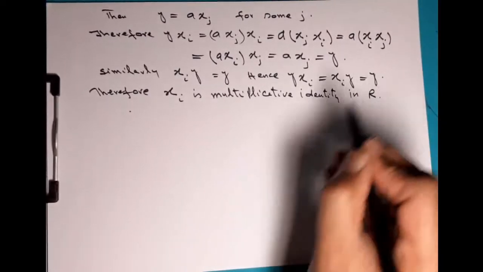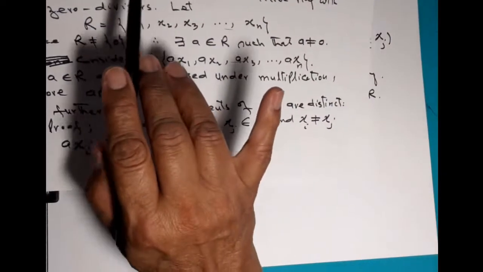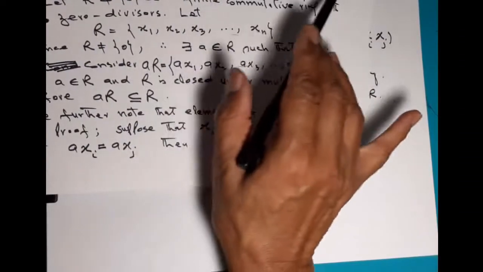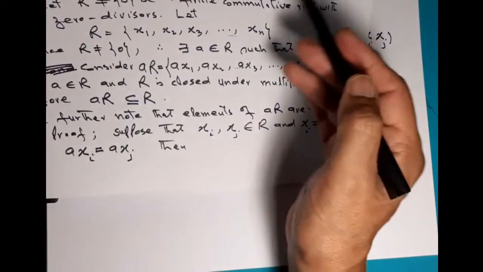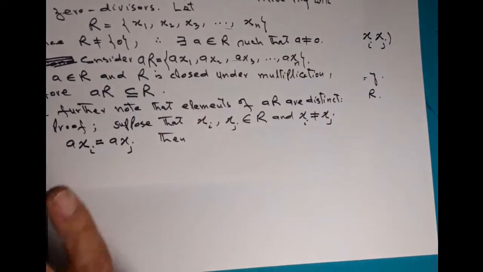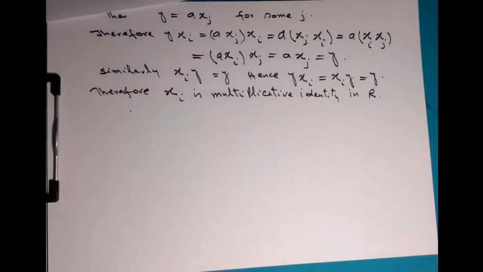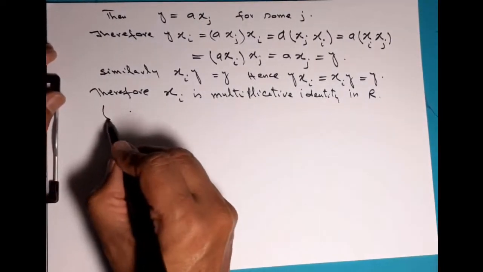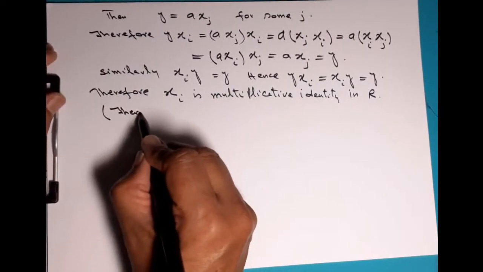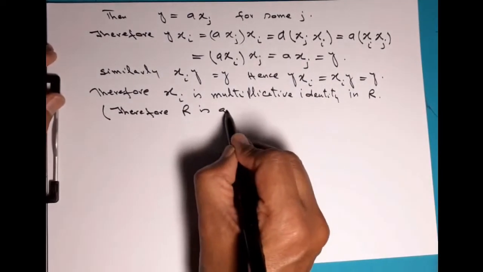So what we have established is that a finite commutative ring with no zero divisors contains a multiplicative identity. So R is a finite commutative ring and this contains a multiplicative identity. So if a ring is commutative, does not contain zero divisors and contains multiplicative identity, then that ring is an integral domain. So we can say that therefore R is an integral domain.